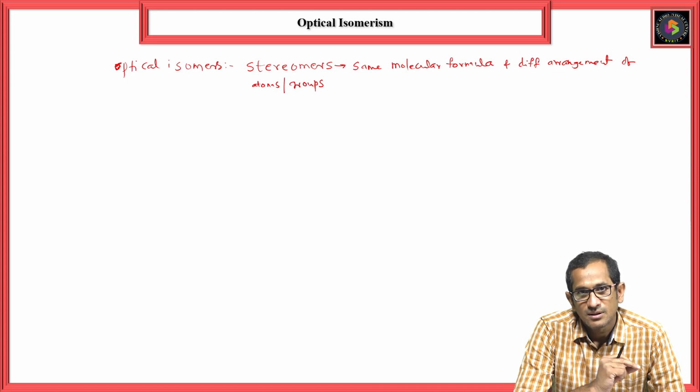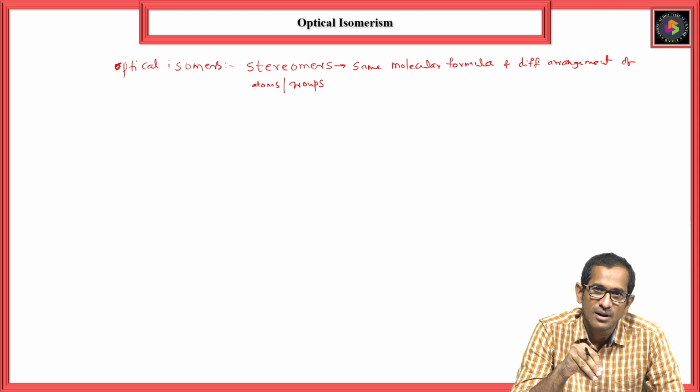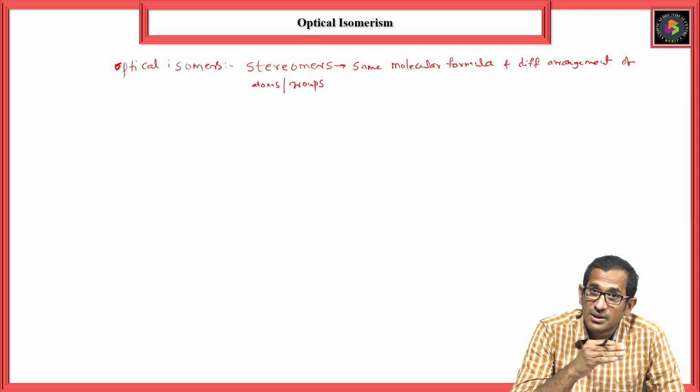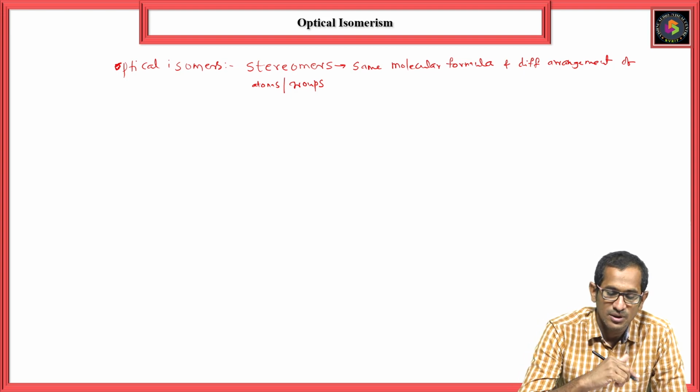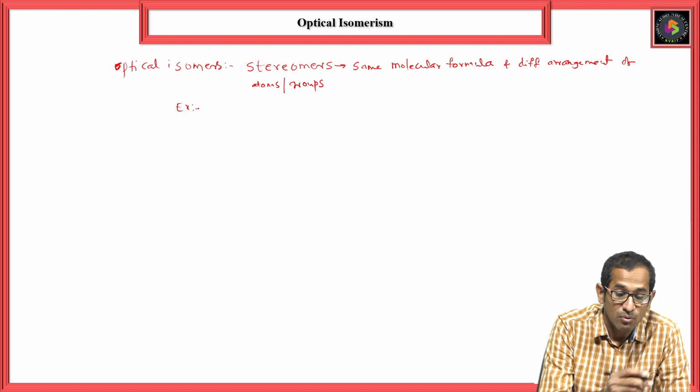Optical isomers come under the stereoisomers, a class of stereoisomers. What are the stereoisomers? The stereoisomers are the isomers with the same molecular formula but different in the arrangement of atoms or groups. We will try to explain with one example. I will take one example.